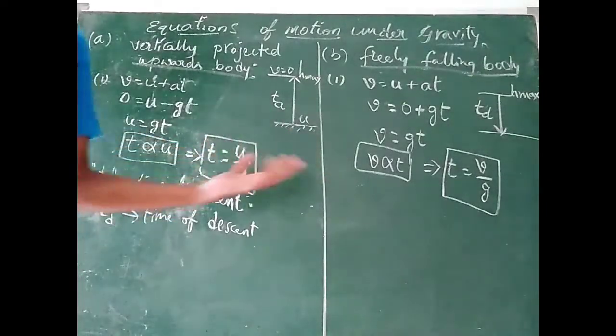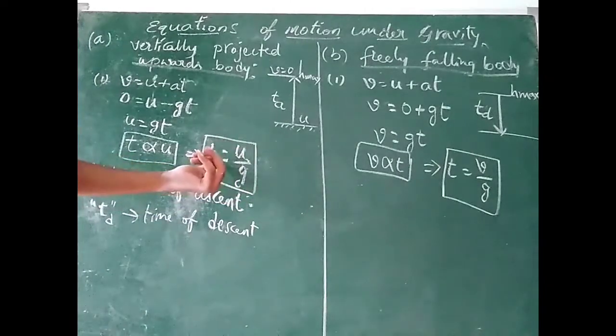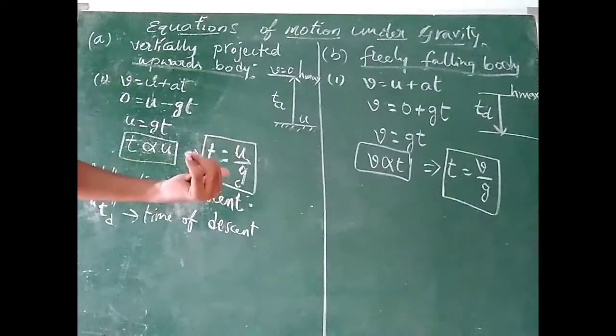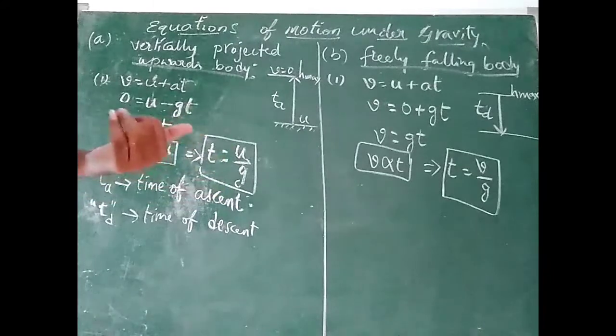But in both cases, time of ascent and time of descent is equal to u by g. Here u is nothing but initial velocity.